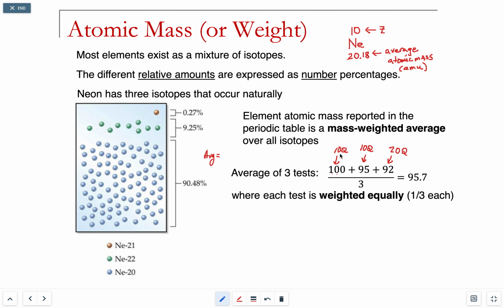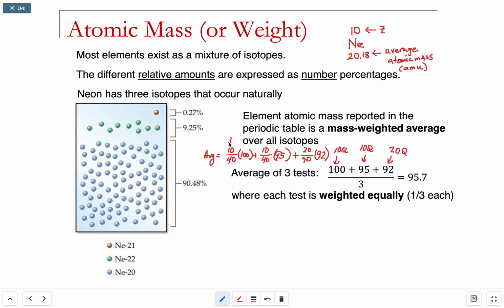We need a weighting factor. It's 10 questions for the first test divided by the total number of questions, which is 40. And that becomes 1/4, or 1/4 times 100. Plus the second test has 10 questions. So the weighting factor again is 10/40 times the grade for the second test. And now the third test has 20 questions out of 40. And we multiply by 92.